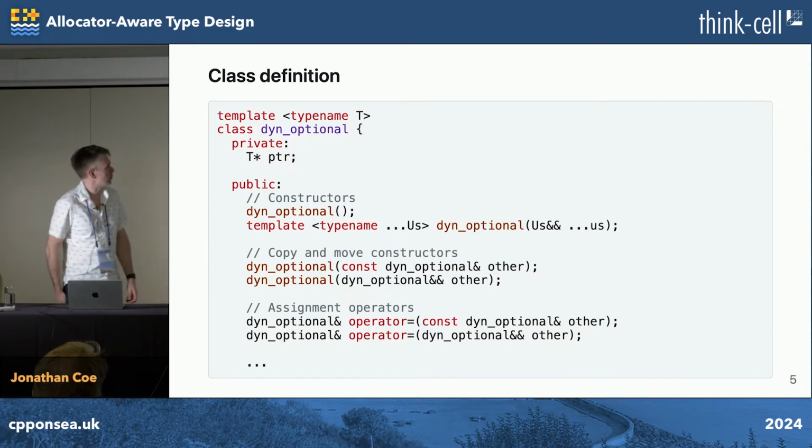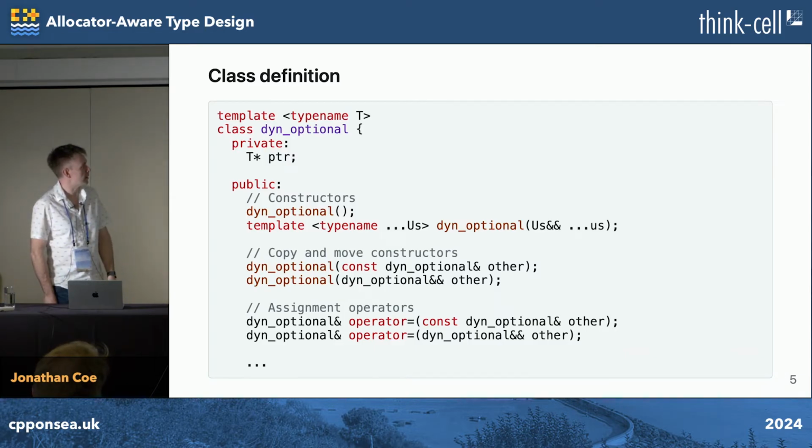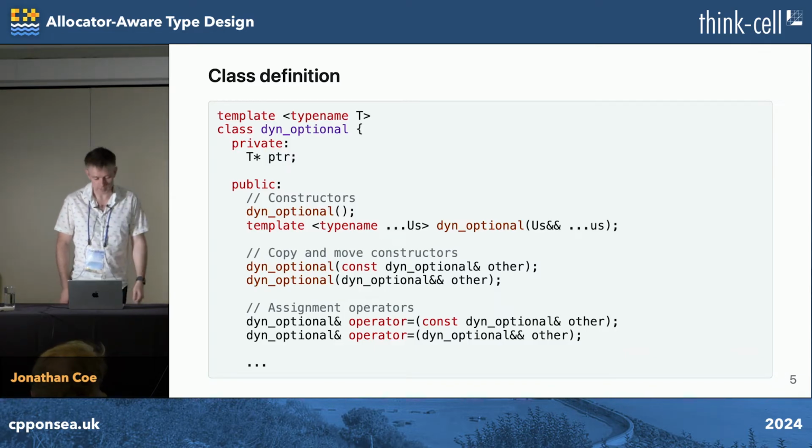So, dynamic optional without allocators. It's a template class, so we have a single template argument, our type name T, and then we've got a pointer to that T inside. We've got a default constructor, which will create an empty optional. We have a forwarding constructor, which lets you build an optional with something in it. Then we've got copy and move constructors. We've got assignment operators, and it didn't all fit on one slide.